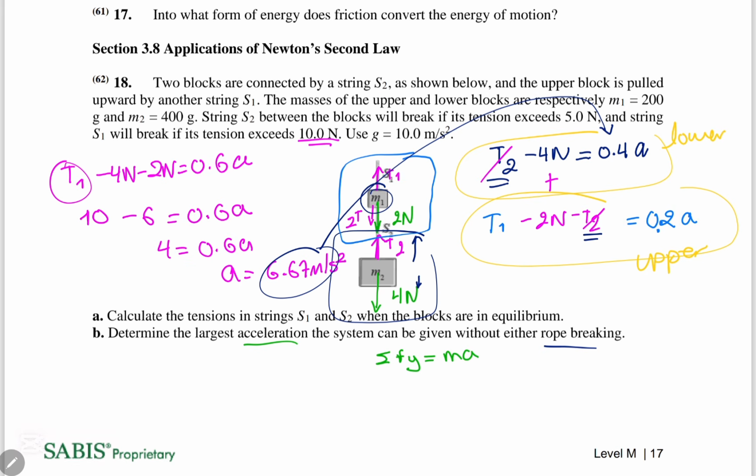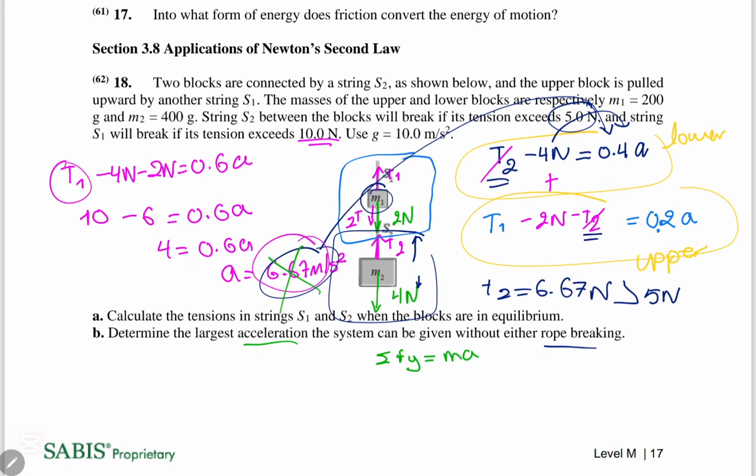I get 0.4 times 6.67, and then I move the minus 4 to the other side, that turns into plus 4. I get a value that my tension 2 is 6.67 newtons, which is greater than 5 newtons. So string 2 is gonna break, which is not what we need. So we need to find another solution. We found a possible acceleration, but it only works for tension 1, so we're gonna reject it.